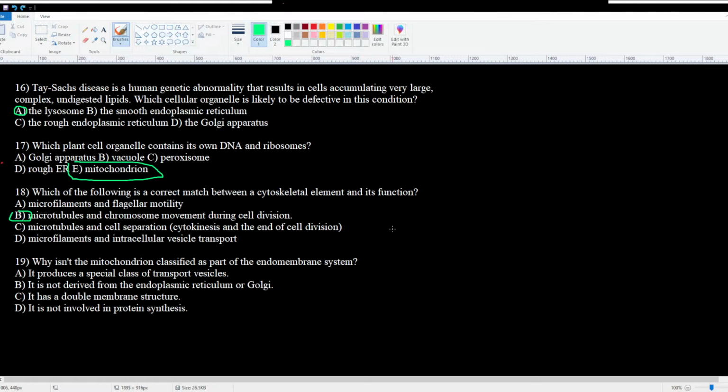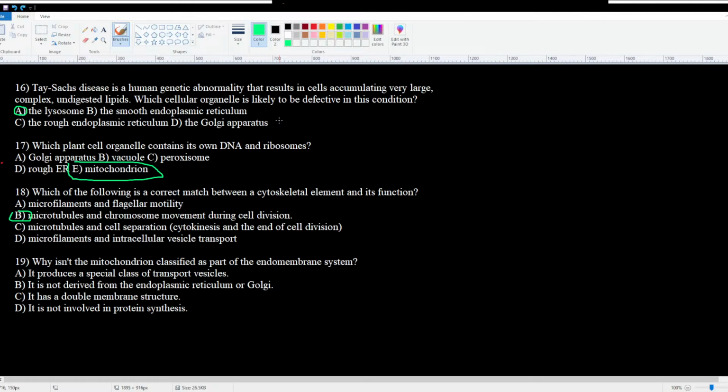But once again, I don't think there are any cytoskeletal elements that you need to be tested on. I could be wrong about that, and if I am wrong, then I will include it in the addendum after this stream has ended. If not, then you won't hear anything.